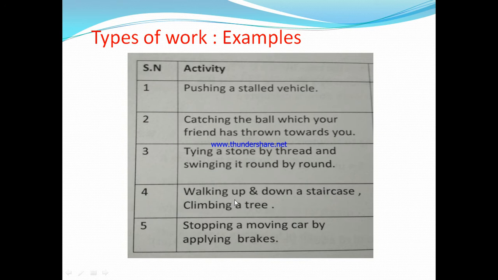The fourth example, walking up and down a staircase and climbing a tree. We are climbing or descending a staircase. While climbing the staircase, we go up against the direction of gravitational force. It means that in consideration of gravitational force the work is negative, while when you are applying a force to uplift your body in the forward direction, it will be positive. This will be the reverse case in the case of descending the staircase. Same in the case of climbing a tree.